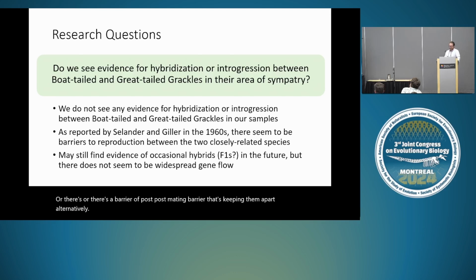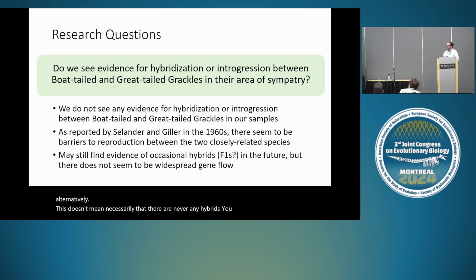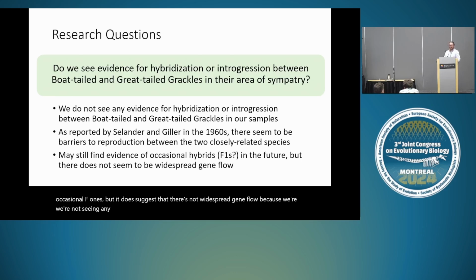This doesn't mean necessarily that there are never any hybrids. There could be occasional F1s, but it does suggest that there's not widespread gene flow, because we're not seeing any evidence of genes crossing that boundary between species.